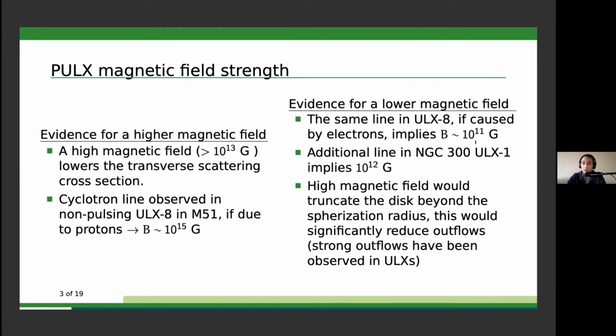And lastly, there's the idea that ULXs have been associated with very strong outflows. If your magnetic field is too large, you're going to cut off the accretion flow farther out than the spherization radius. And the spherization radius is where the outflows start to begin for super-Eddington flows.